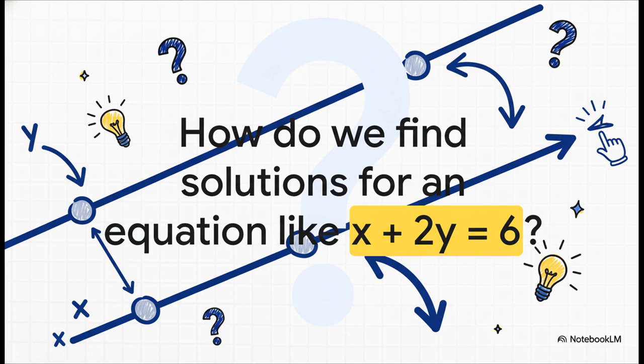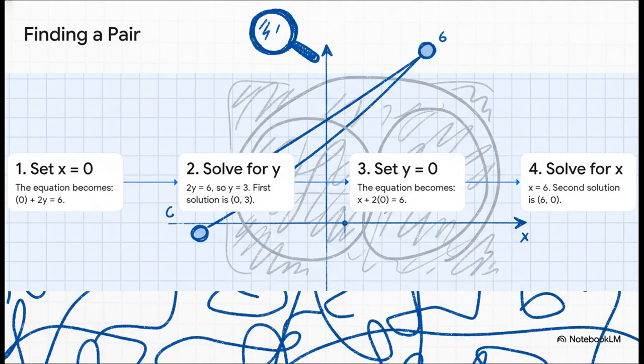So, if there are infinite solutions, how in the world do we find any of them? Well, the trick is actually pretty simple. You just pick a value for one of the variables and then figure out what the other one has to be. Let's try it with x + 2y = 6. Honestly, the easiest place to start is just to set one variable to 0. Let's make x equals 0. The equation becomes 2y = 6, which means y has to be 3. So our first solution pair is (0, 3). Now let's flip it and set y equals 0. The equation now says x = 6, so our second solution is (6, 0). And remember, the x value always comes first in the pair.